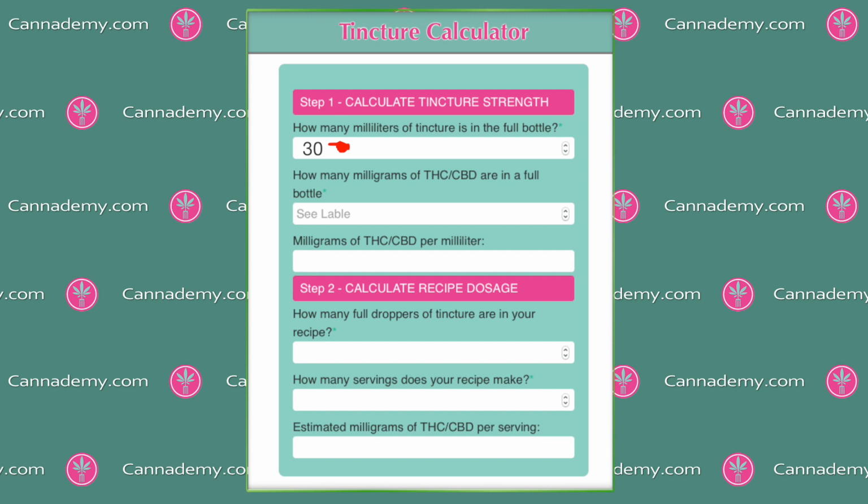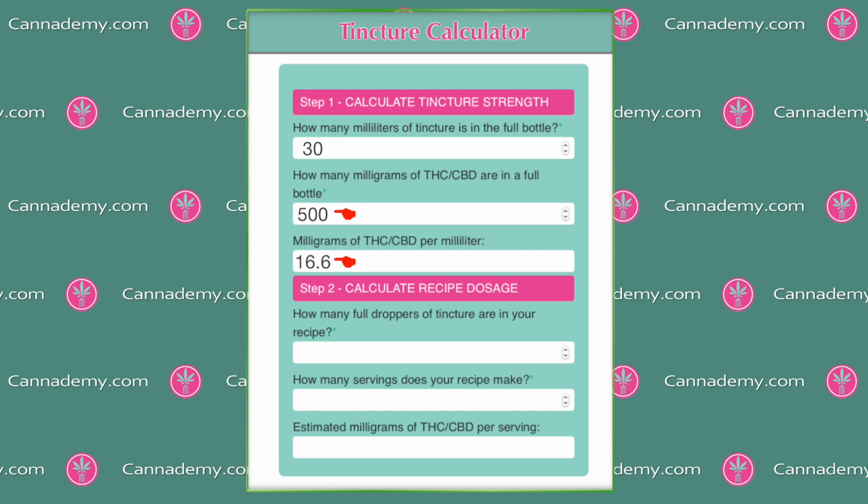Okay, next we will enter how many total milligrams of THC or CBD are in the product. This product contains 500 milligrams of CBD in the entire bottle. And with the calculation, we will see that it has 16.6 milligrams of CBD per milliliter of tincture.